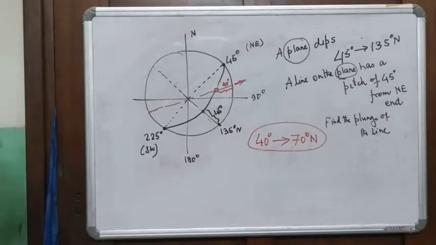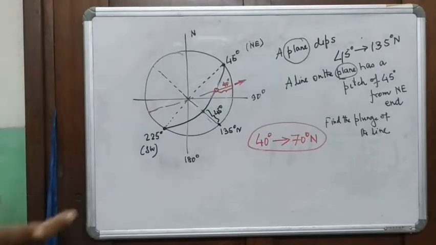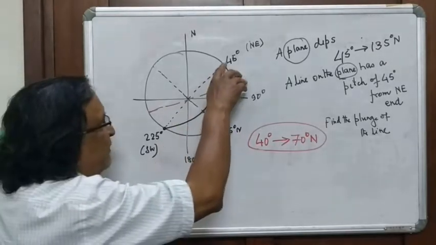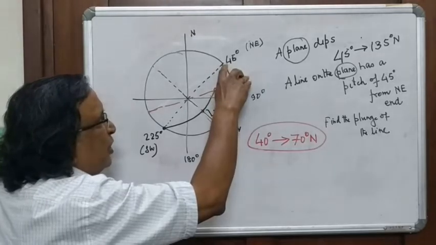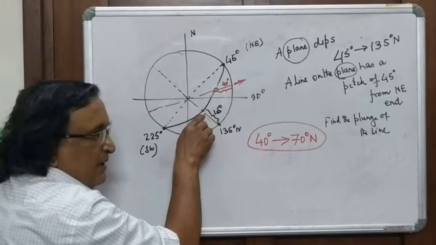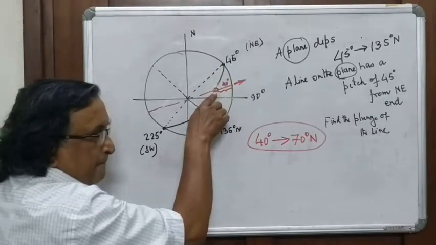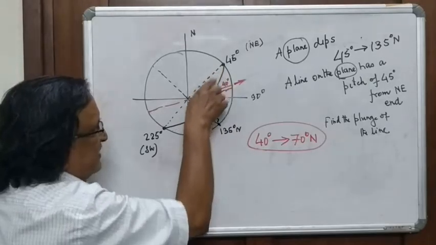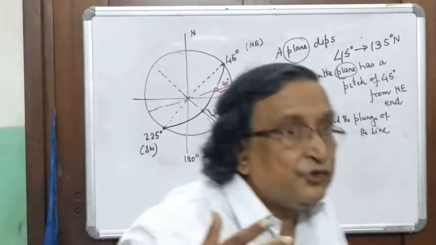Now it says, a line on the plane has a pitch of 45 degrees from the northeast. So from the northeast, this is 0 degrees. If the pitch is 0, it would have come here. If it is 90 degrees, it would have plotted here. But no, it's 45 degrees, so I plot it here somewhere, almost bisecting this. And then I come to the question, what is the plunge?